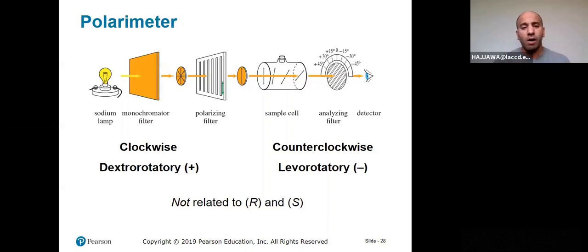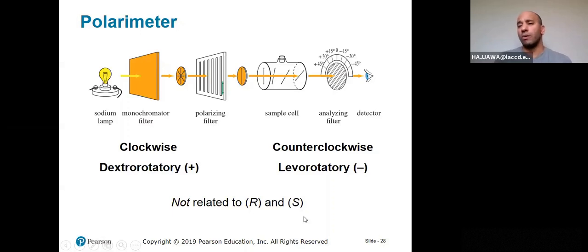Every single time the plane polarized light is rotated clockwise, it will be dextro or positive. Every single time the plane polarized light is rotated counterclockwise, it would be levo or L and minus. Okay, and as I mentioned, not related to R and S.